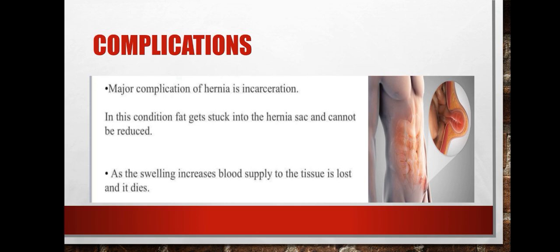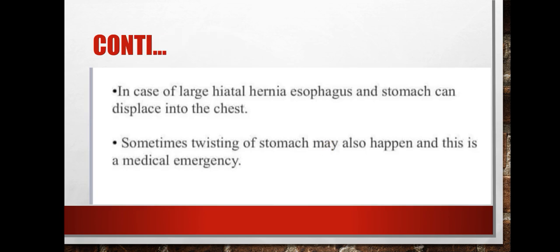As the swelling increases, blood supply to the tissue is lost and it dies. So the swelling increase compromises our blood supply, and then it will lead to necrosis. In case of large hiatal hernia, the esophagus and stomach can displace into the chest. Sometimes a twisting of the stomach may also happen, and this is a medical emergency.